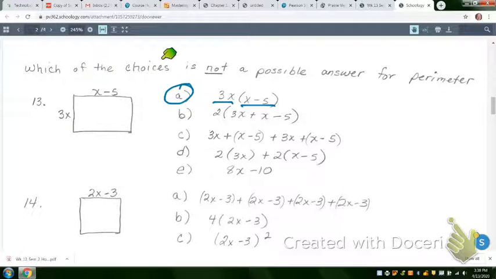So these two multiplied together would not give me perimeter. And that's what it says. Which of the choices is not a possible answer for perimeter? So that would be choice A. These all are representations of perimeter. Now this one's the most simplified, but these all would equal perimeter. This is the only one that doesn't equal perimeter, it equals area. And that's what you want to look for in your choices here. It's which one does not represent perimeter. It doesn't have to be the final simplified answer, but out of the choices, which one doesn't represent perimeter and maybe would represent area.